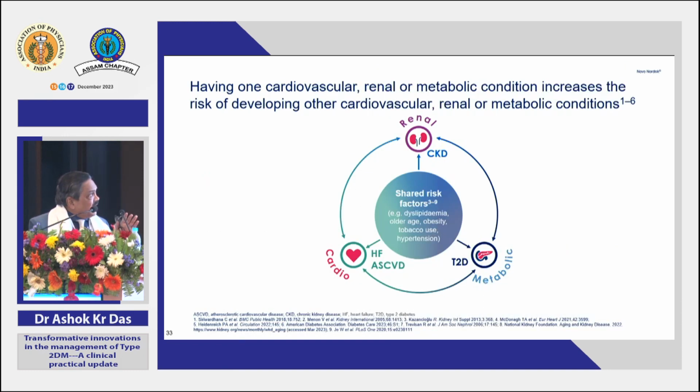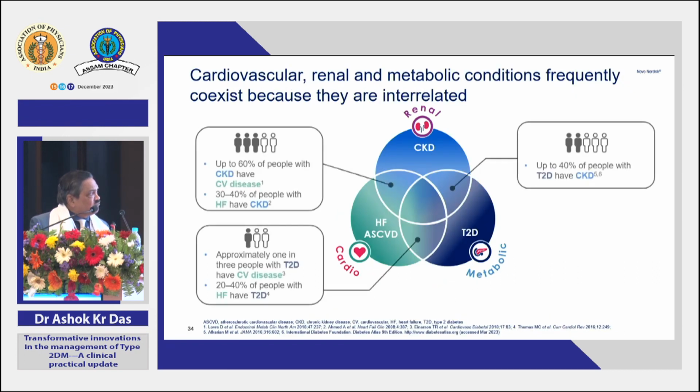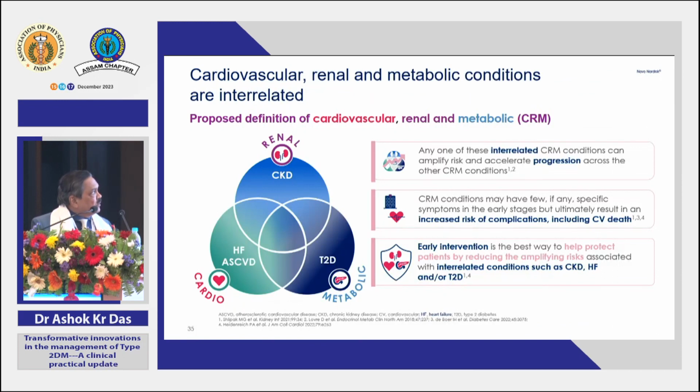Dear friends, having one cardiovascular risk factor, renal or metabolic condition increases the risk of having other risk factors of CVD, renal or metabolic aberration. Therefore, dear friends, the SGLT2 inhibitors and GLP-1RAs stand in front as the real drugs to be given to diabetics, where these CV, renal and metabolic aberrations coexist together. Because they are interrelated, and therefore they have CKD, they have CVD, they have metabolic aberration, this is the drug of choice.